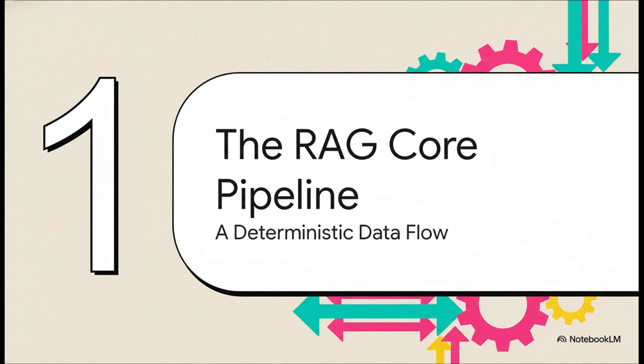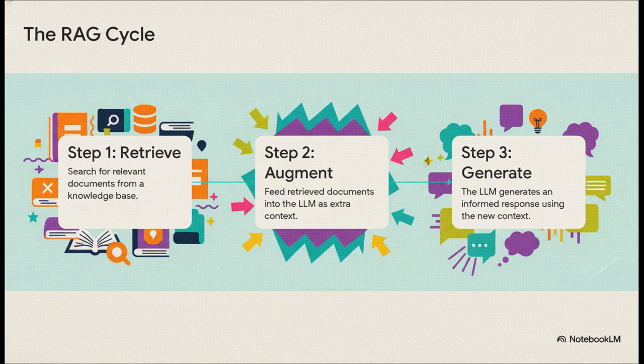Okay, so to really get a handle on RAG, let's stop thinking about it as some kind of AI magic. Let's start seeing it for what it truly is, an engineering pipeline. It's a deterministic, predictable flow of data, and we're about to map out every single step. This right here is the core engine of any RAG system. It's got this simple 3-beat rhythm.